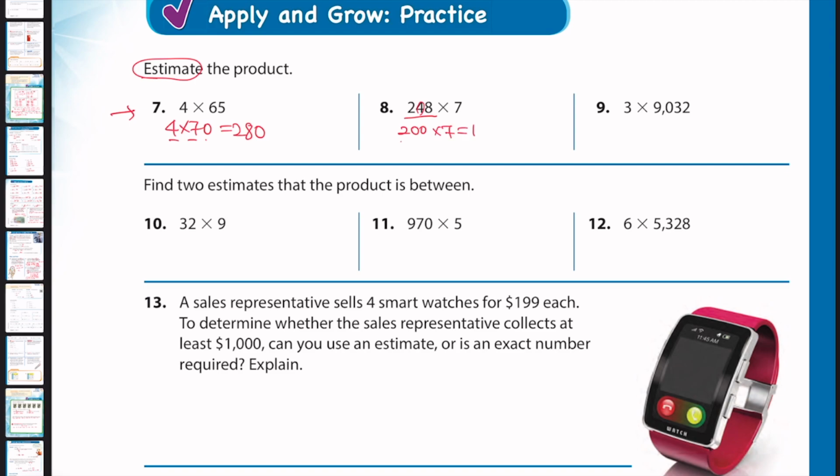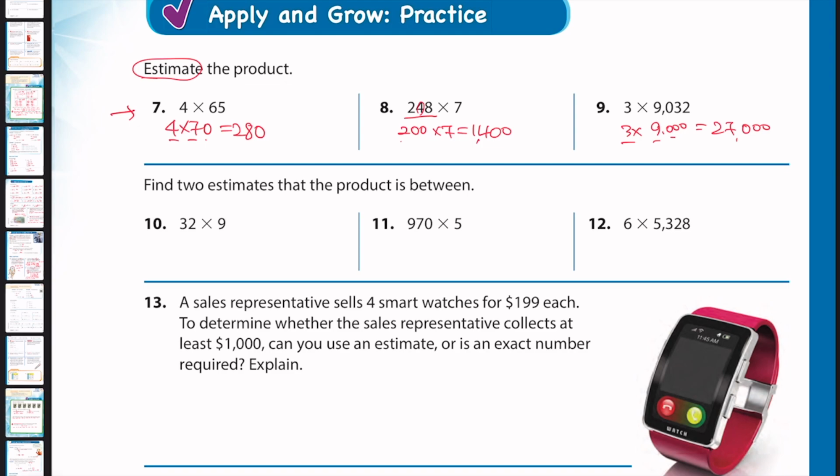Then 300 times 7 is what? 2 times 7, 14, and 2 more zeros. Now 3 times 9,032. This is kind of easy because this 9,032 is closer to where? 9,000. So now what is 3 times 9? 27, and we are going to add 3 more zeros at the end. Okay.